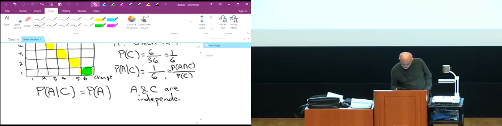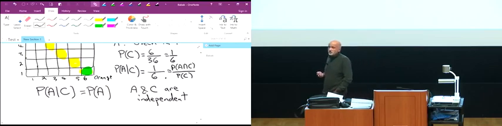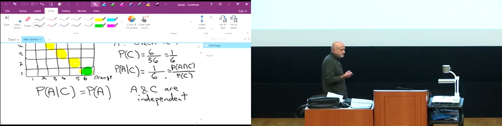I'll get to this dependence and independence in the next lecture, as I said. In the first instance, your assessment changed. In the second instance, your assessment did not change. Okay?